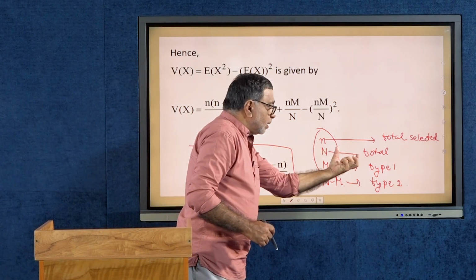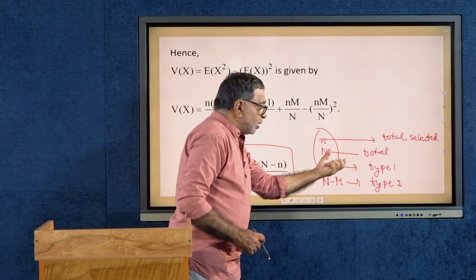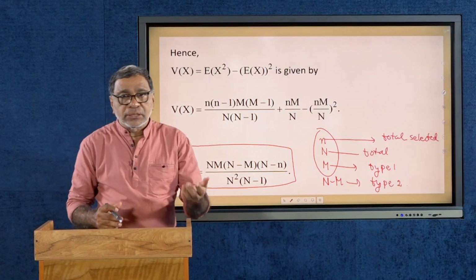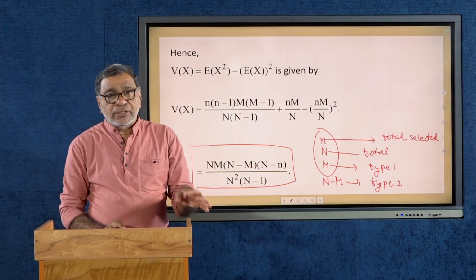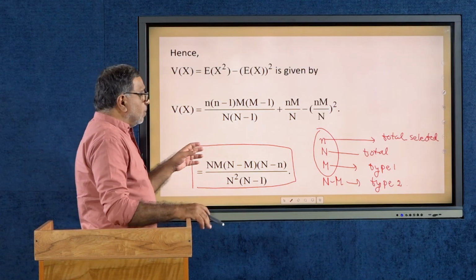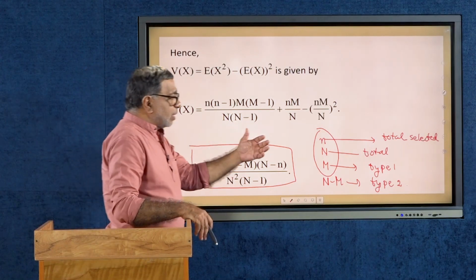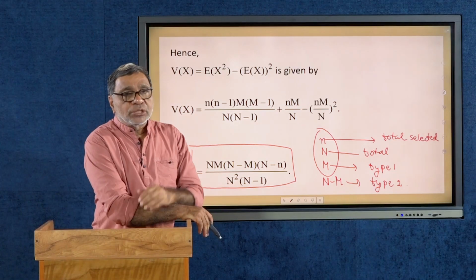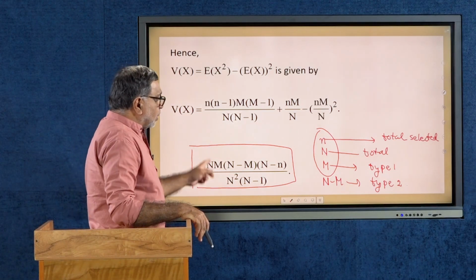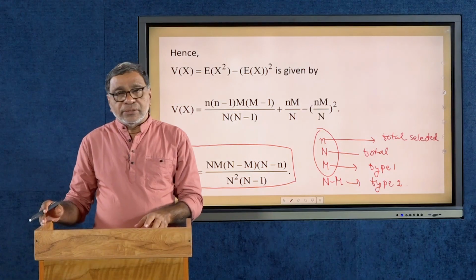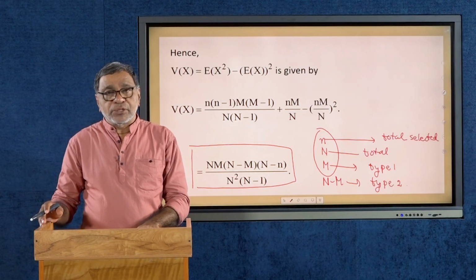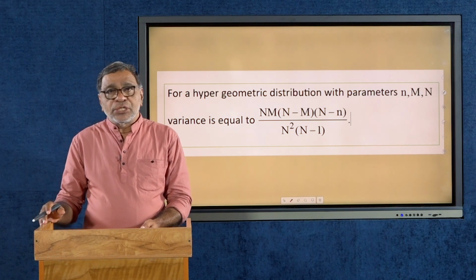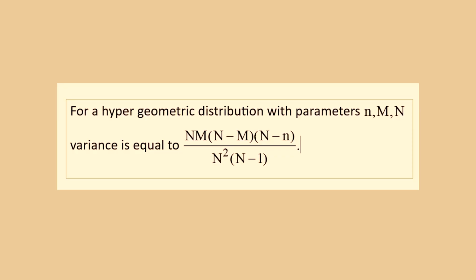We have capital N items in total, of which M are type 1 and N minus M are type 2, and we are selecting n items without replacement. Then the probability of getting k items of the first type is the probability mass function of the hypergeometric random variable, and again we calculate the mean and variance like this, and this is the variance expression of the hypergeometric distribution. So for the hypergeometric distribution with these parameters, we have the variance like this.